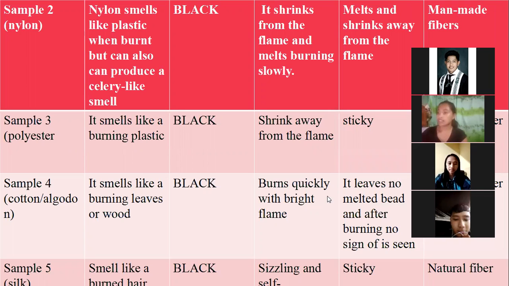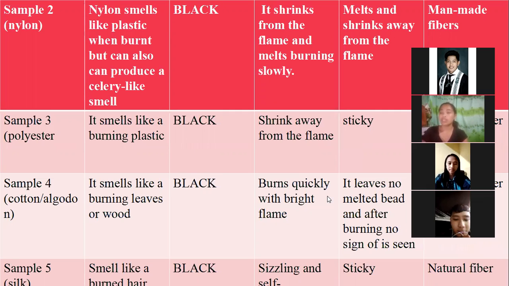Next is sample number 3, polyester. It smells like burning plastic, and the color of the ash is black. The manner of burning is that it shrinks away from the flame, and the appearance is sticky. Classification of fiber is synthetic fiber.